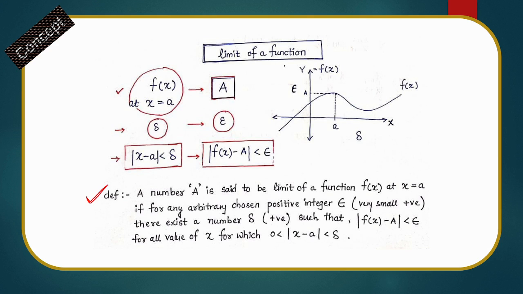So this is the definition. The definition is saying a number A is said to be the limit of a function f of x at x equal to a if for any arbitrarily chosen positive number epsilon, very small positive, there exists a number delta, which is also positive, such that mod of f of x minus A is less than epsilon for all values of x for which 0 is less than mod of x minus a, which is less than delta.